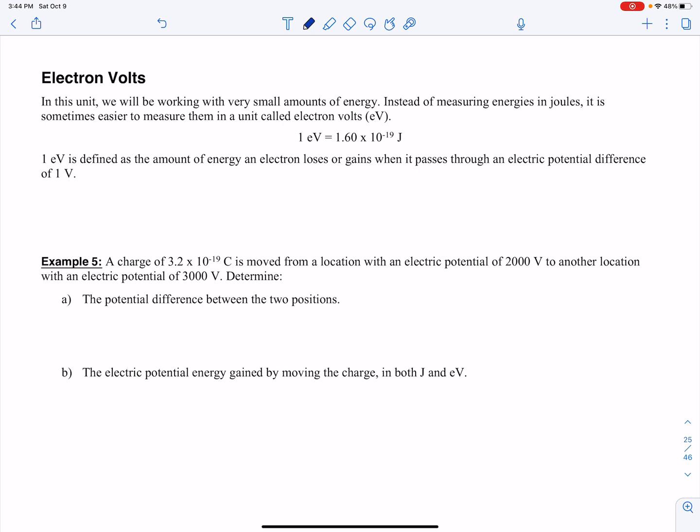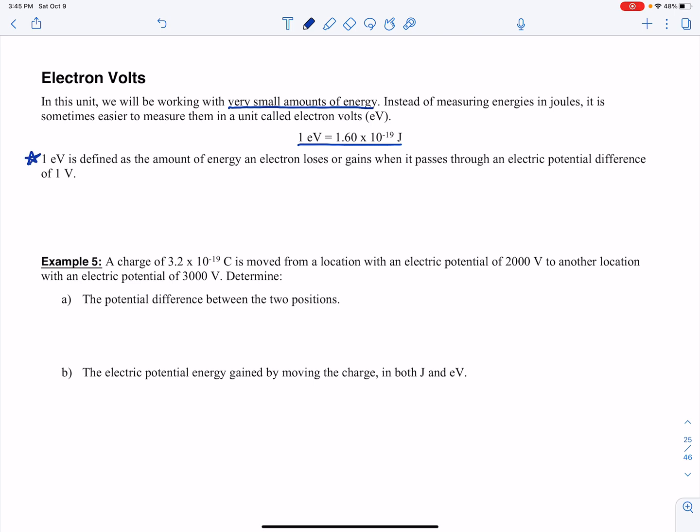And typically you would use an electron volt if you're working with very small amounts of energy, which we often are in this unit. So the conversion factor is that 1 electron volt is 1.6 times 10 to the negative 19 joules. And you might be thinking that that 1.6 times 10 to the negative 19 number looks familiar. And the reason it looks familiar is because of the definition.